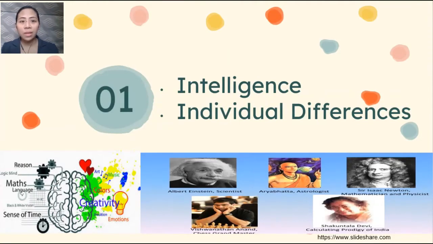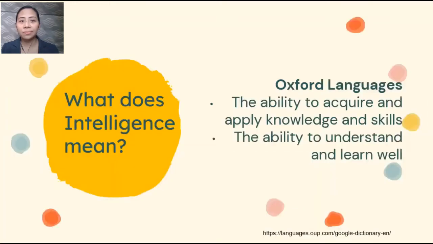So our first topic, define what is intelligence. When you hear the word intelligence, what comes first in your mind? So, intelligence is, according to Oxford Languages, the ability to acquire and apply knowledge and skills, the ability to understand and learn well.